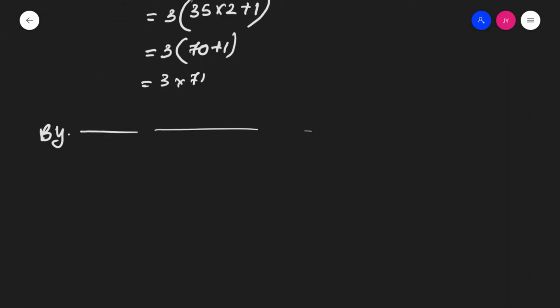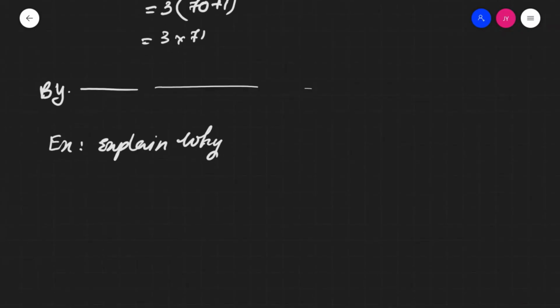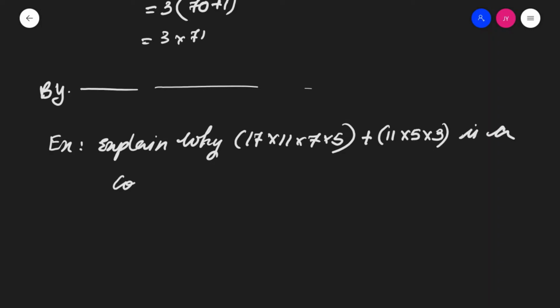So you can do this sum. Let us see. Example: explain why. So they're indirectly saying that it is a composite number, but they're telling us to explain why it is a composite number. Explain why 17 into 11 into 7 into 5 plus 11 into 5 into 3 is a composite number. It is a very simple sum, you can do it.